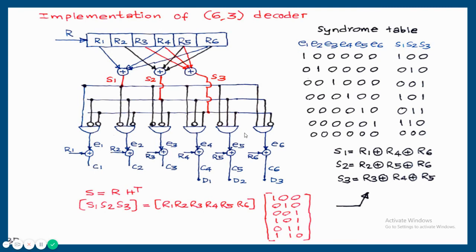The output will be the error pattern. The error pattern is XORed with the received code for obtaining the corrected code. Now, out of the 6-bit corrected code, the rightmost 3 bits are data bits. That is written here, D1, D2, D3.